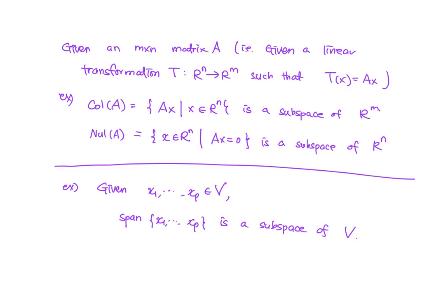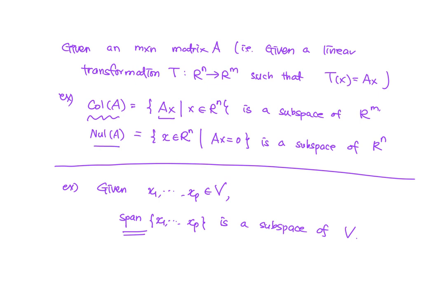So the column space, for example, is the collection of the images, and that is the collection of the vectors of this form, A times X. So column space is the space generated by the columns of a matrix, right? So that the column space is a subspace satisfying the statement in the example.